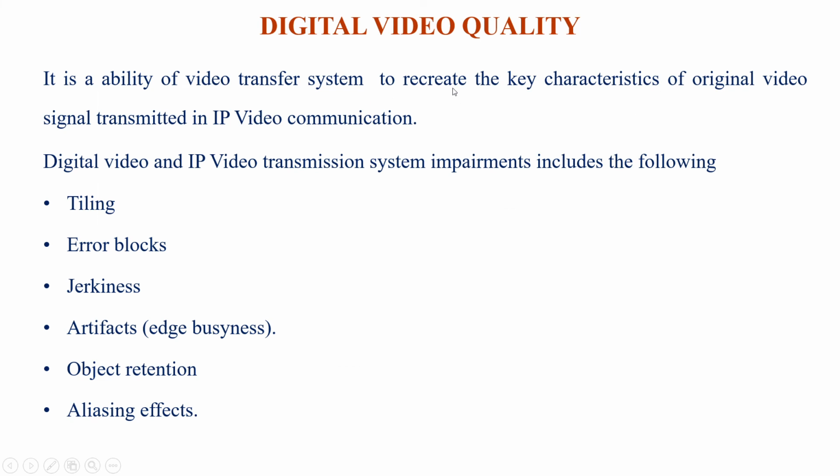Now, digital video quality is the ability of a video transfer system to recreate the key characteristics of the signal transmitted in IP video communication. Digital video and IP video transmission system impairments include the following things. One is tiling, error block, jerkiness, and artifacts, that is edge business. Object retention: the same object will be there in the next frame. Aliasing effects, because of undersampling.